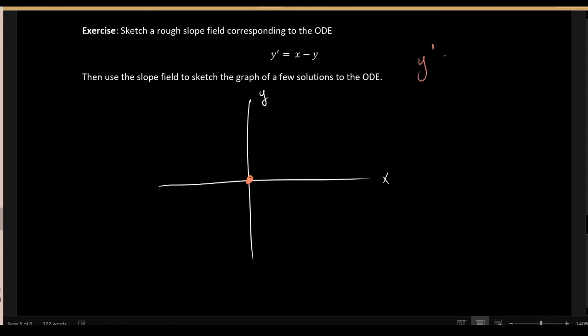So now I'm going to take that location 0, 0, and plug it into my ODE to figure out what the value of y prime would be at that location. So x equals 0, y equals 0, 0 minus 0 is just 0. So now I'm going to draw a tiny line segment with slope 0 through the location 0, 0 at the origin. A line with slope 0 is forced to be horizontal, so I'm going to draw a tiny horizontal line segment through the origin.